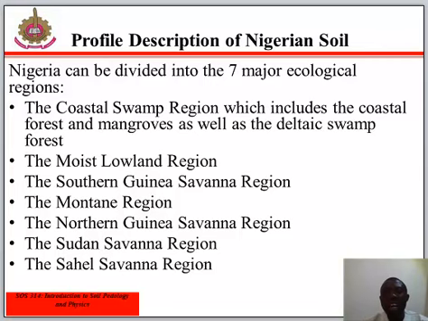The moist lowland region is underlain by rocks of the system. The landscape is undulating and marked by numerous domed or sugarloaf hills and by occasional flat-topped ridges.